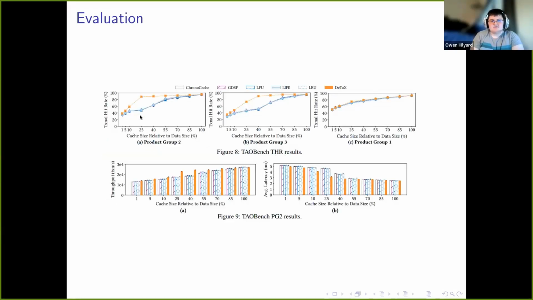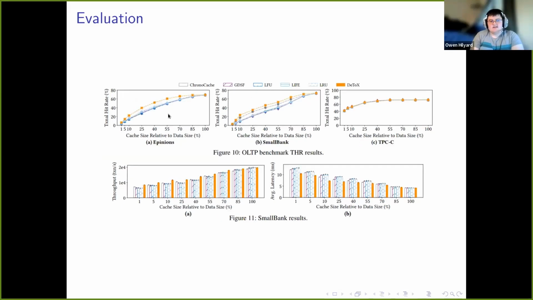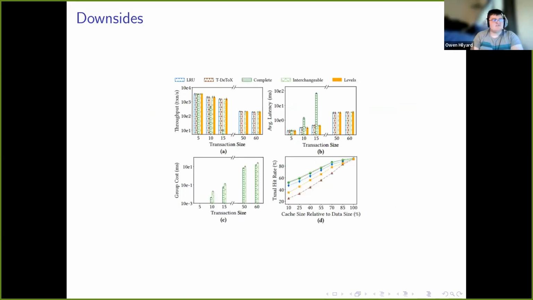Yeah. So in other benchmarks, Detox is generally, for instance, for OLTP benchmarks, either more or less tied with or better than other approaches, which does make this very promising. However, there are some downsides.